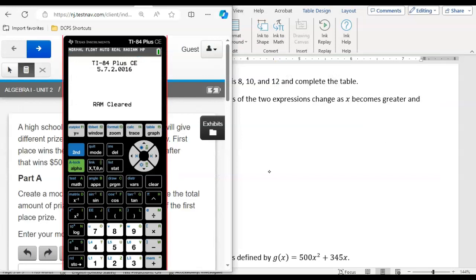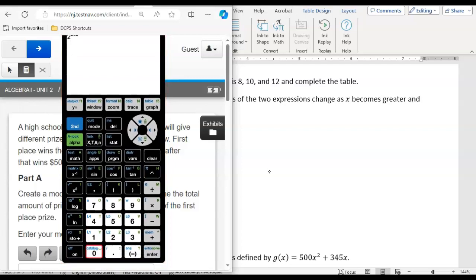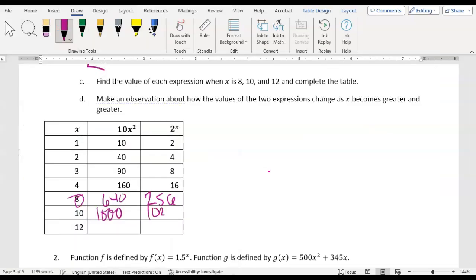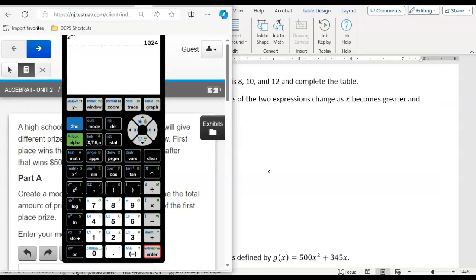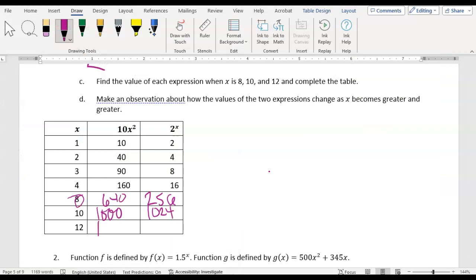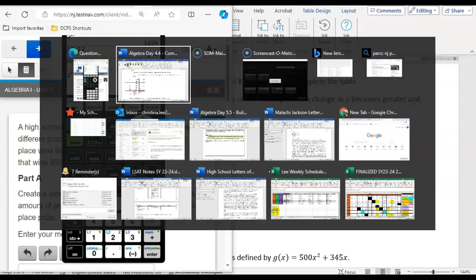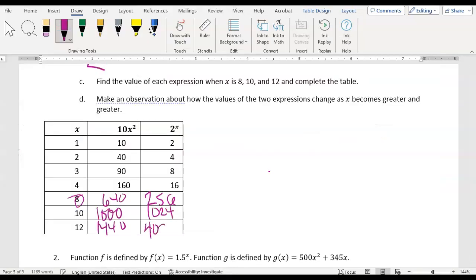Let's go ahead and cue our calculator here. 2 to the 10th power is 1,024. Ooh, so now we have it being greater than. This is 12 times 12 times 10, 1,440. And then 2 to the 12th power is 4,096. So it's now gone and increased quite a lot.